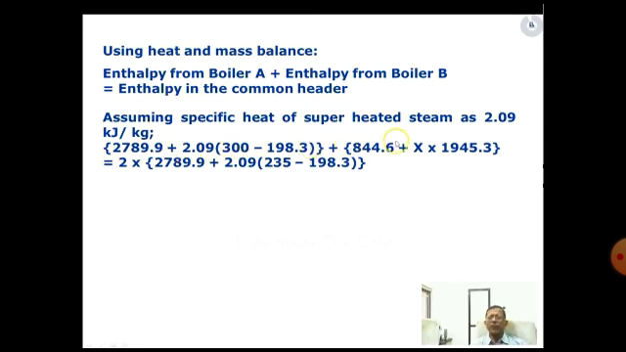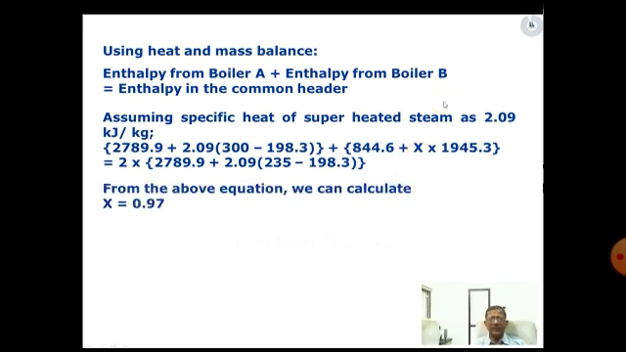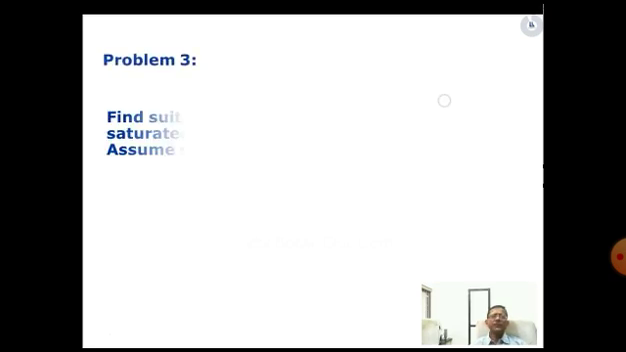Boiler B will be wet steam, so hf plus x hfg. hf and hfg are known, x is unknown. And the common header C is again superheated steam, so again hg plus Cp times (t minus tsat). The only thing is that in this case the mass will be 2 kg. So from this equation the only unknown is the dryness fraction x, and we can calculate it as 0.97. Let us move forward from here to problem 3.